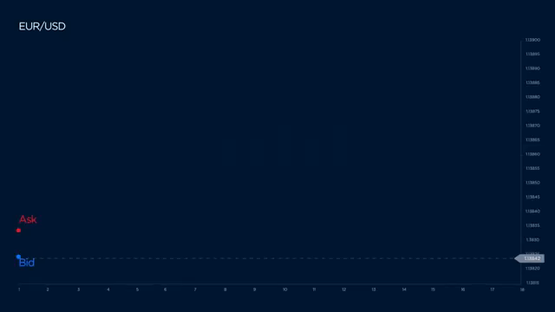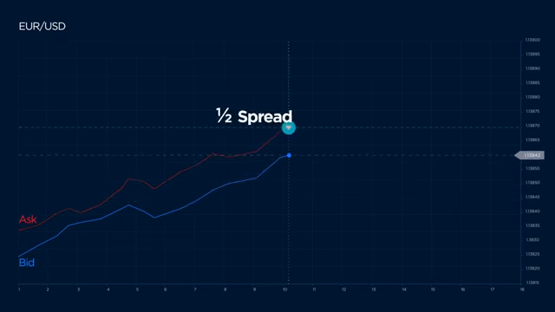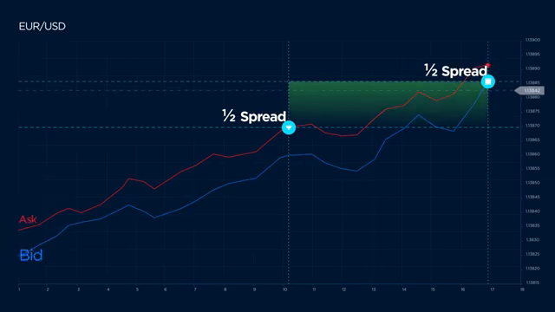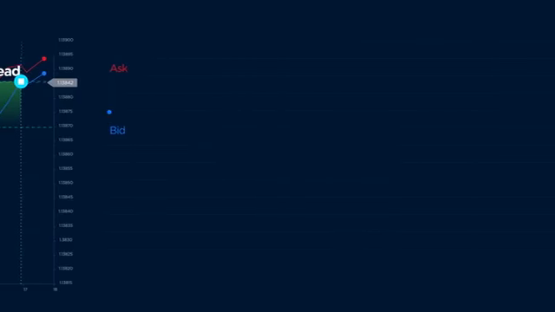Spread. Spread is the difference between the bid and the ask prices. A currency quotation is represented by two prices, ask price and bid price. Ask price is a price for opening a buy order or closing a sell order. Bid price is a price for opening a sell order or closing a buy order. You pay the first part of the spread when you open an order and the second part when you close it.